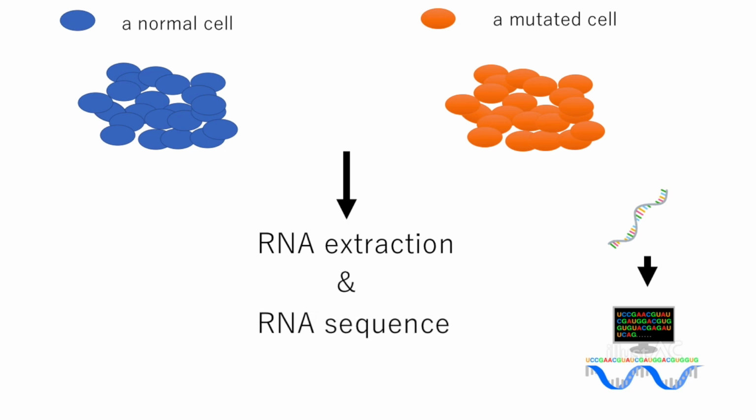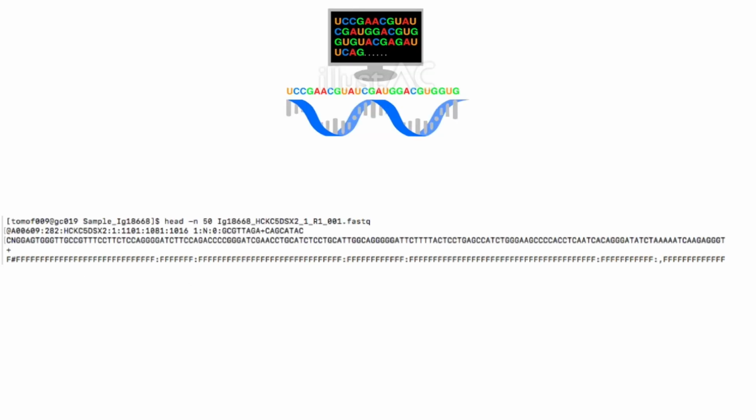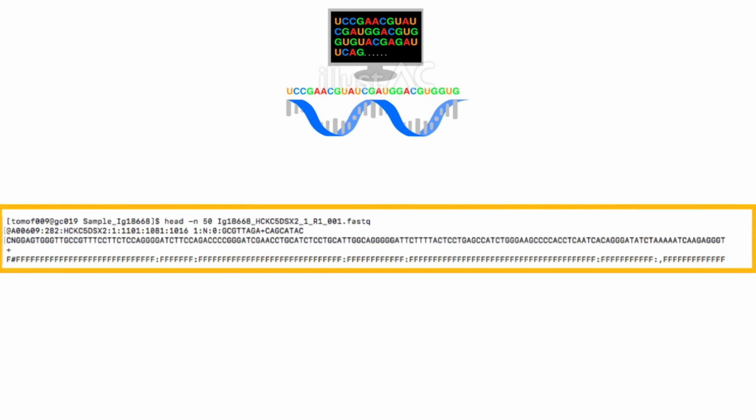The sequence data is output as nucleotide sequence data using the sequencer. Next, this sequence data is analyzed. The output data is saved in a format known as a FASTQ file.